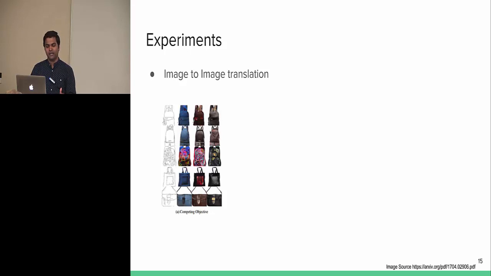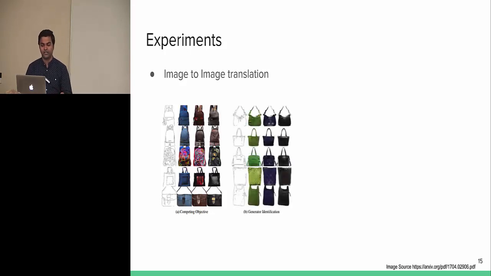They applied the generator identification objective on the same problem, and here are the results. So again, even the generator identification objective was good enough to make generators generate different looking samples. So one is generating green. So the columns represent the images that are generated by different generators, and the first column is the input.